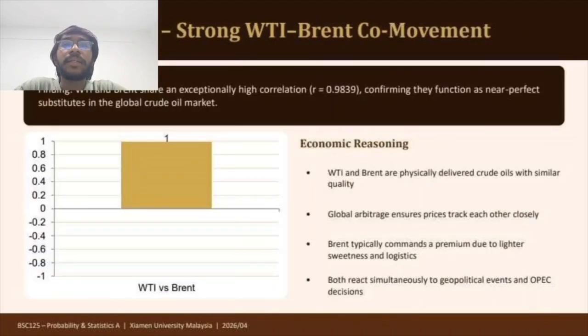WTI and Brent are near perfect proxies with R equal to 0.9839. Global arbitrage ensures they track each other closely. Brent commands a premium due to the lighter quality. Analysts can use either benchmark interchangeably.